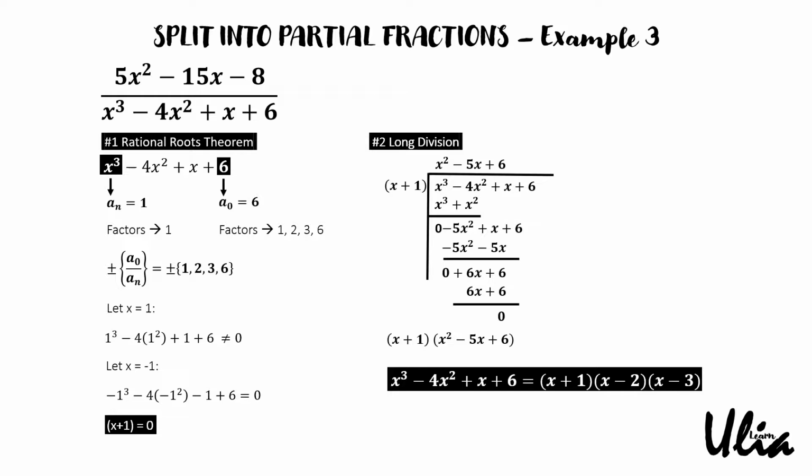Anywhere you find this kind of expression, if you need to find the factors, you can follow these 2 steps, and it's easy to find the factors. So here there are 3 linear terms we found, and you can use these terms to split the whole expression, I mean the whole expression, 5x squared minus 15x minus 8 divided by x cubed minus 4x squared plus x plus 6, into partial fractions with the constant terms a, b and c.